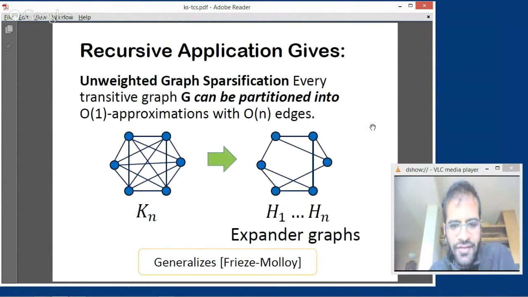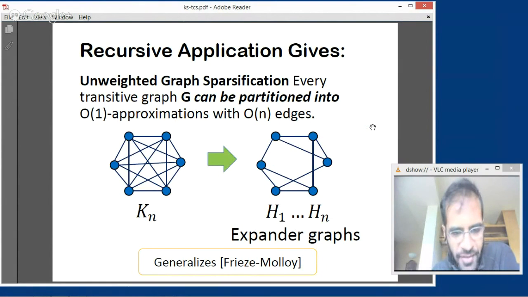Now, if I apply this theorem recursively, I can keep splitting until I get sparse graphs. It yields the following theorem: if you give me any transitive graph G, you can partition it into sparse graphs, meaning graphs with constant degree, such that each graph is a constant factor approximation of the original graph. By constant factor approximation, I mean the Laplacian quadratic forms are within a constant, which also means that all the cuts are preserved up to a constant.